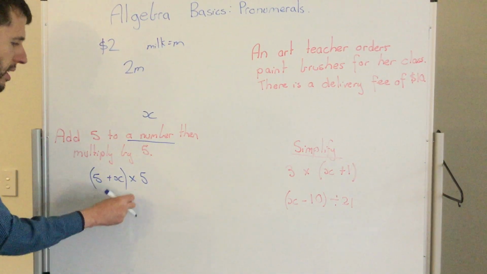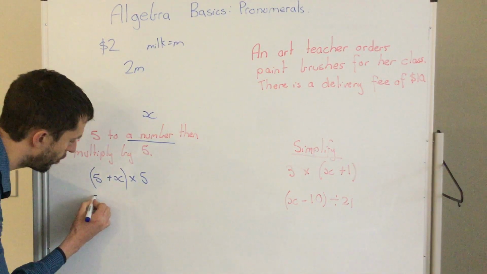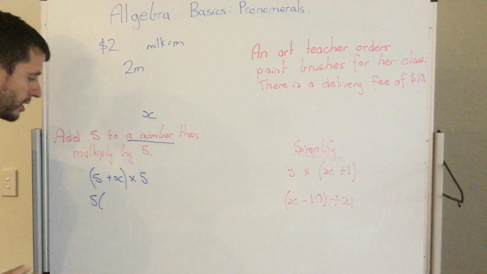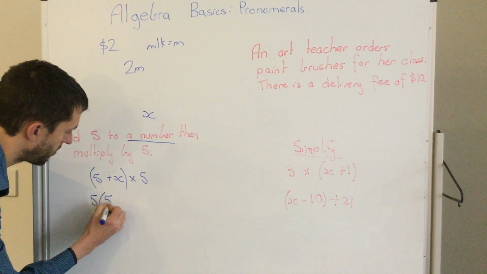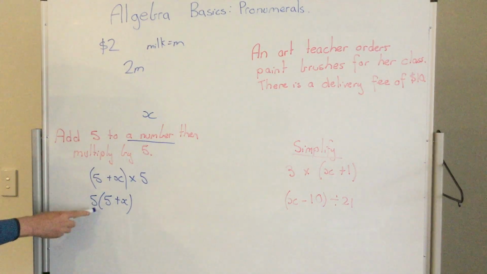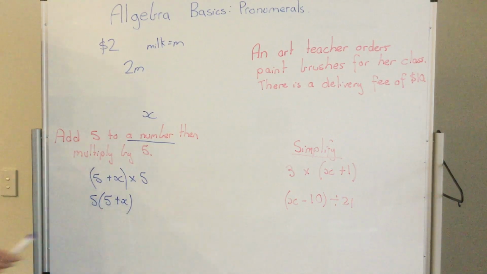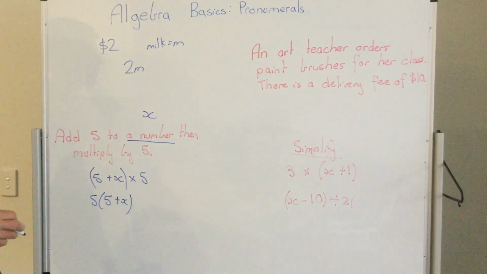I can simplify this. I don't need times 5 there. I can just put 5 next to the brackets, and have 5 brackets 5 plus x. And that just means 5 times what's in the brackets.